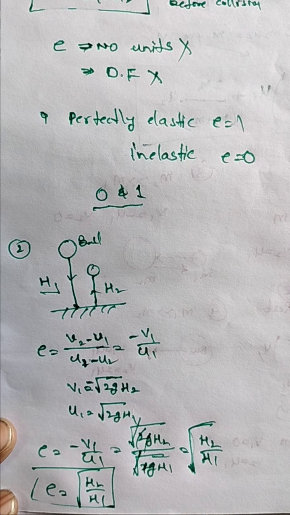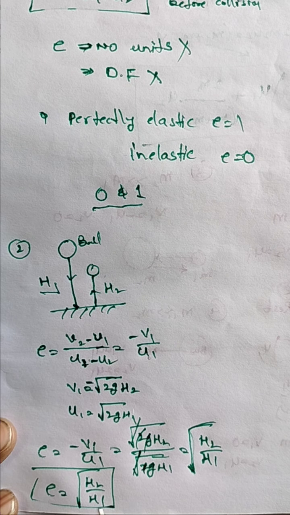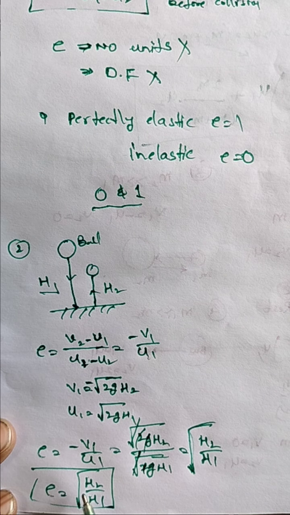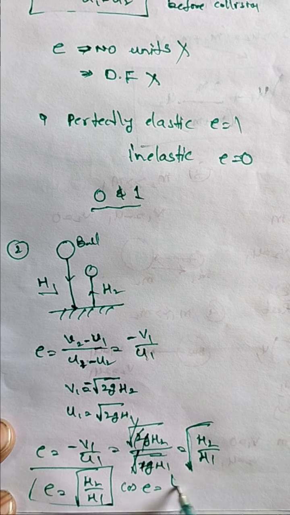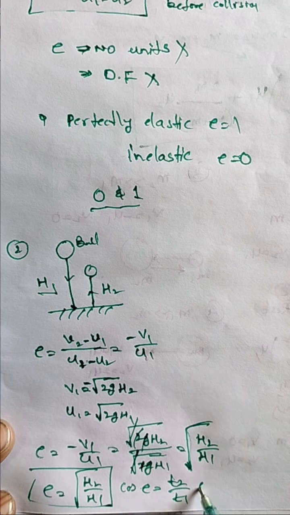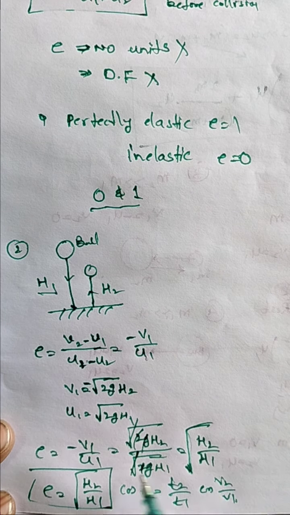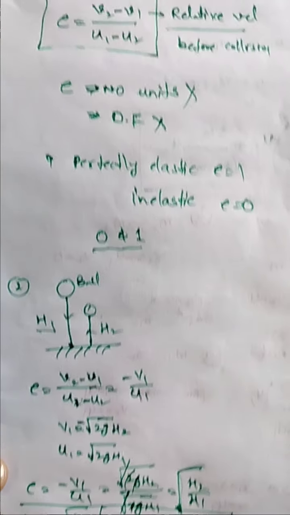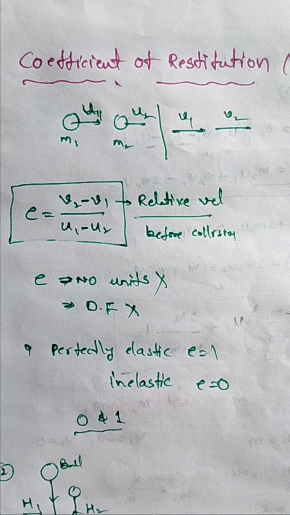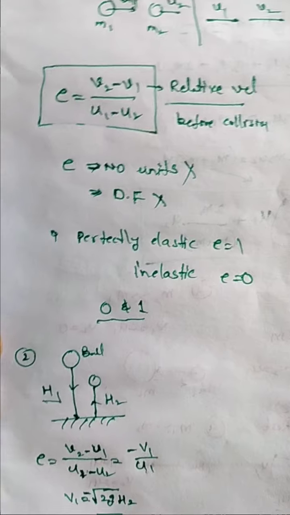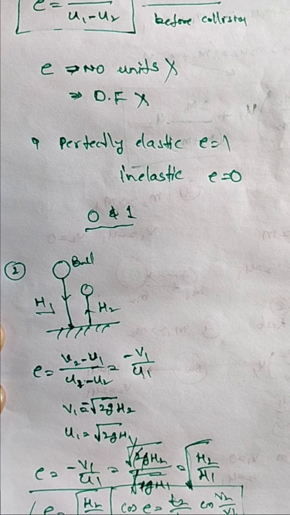So find the coefficient of restitution between two bodies of different materials. What is the formula? e is equal to root of h2 by h1, or e is equal to t2 by t1, or v2 by v1. These are all our coefficient of restitution formulas. So this is the complete topic of collisions. Thank you one and all. This is the end of the class.